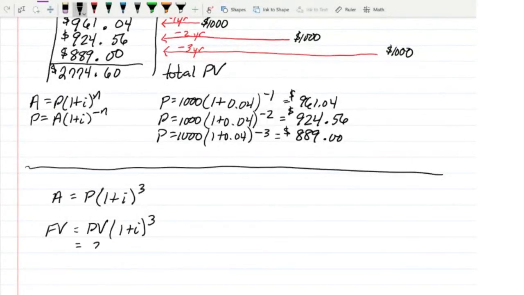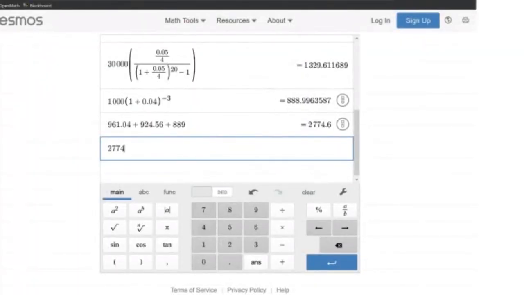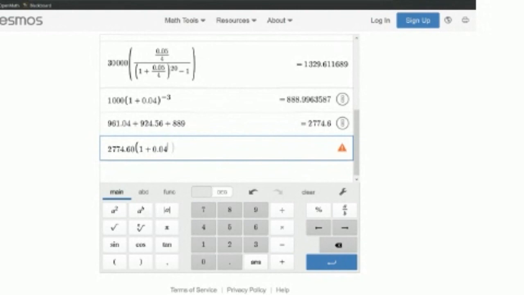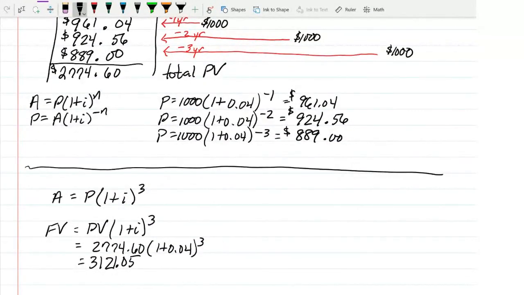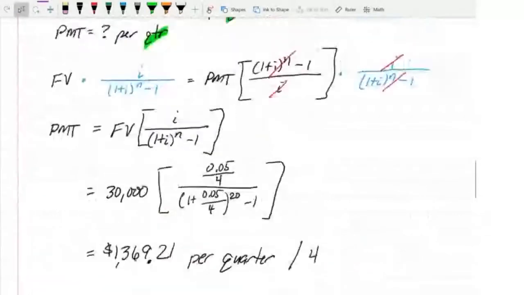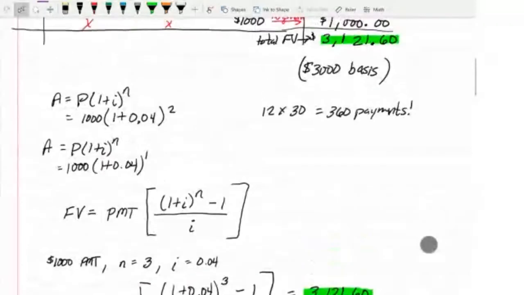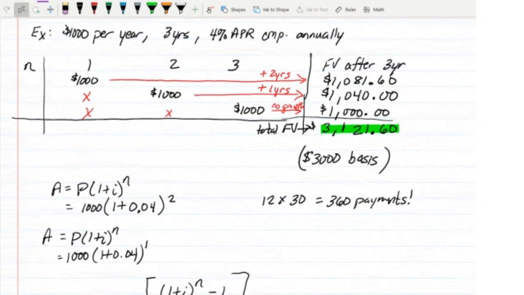Let me plug this into my calculator. $2,774.60 times 1 plus 0.04, which doesn't need to be subdivided, raised to the third power. 3121.05. Hopefully, there might be some rounding errors that happen there. Let's see, 3121.05. Was that the future value? I'm going to go all the way back up here to the future value. 3121.60. It was very close, right?